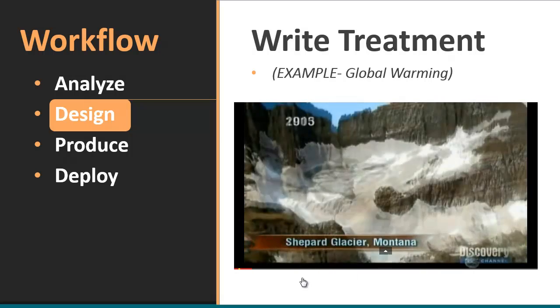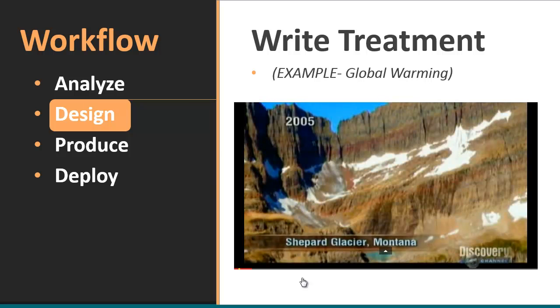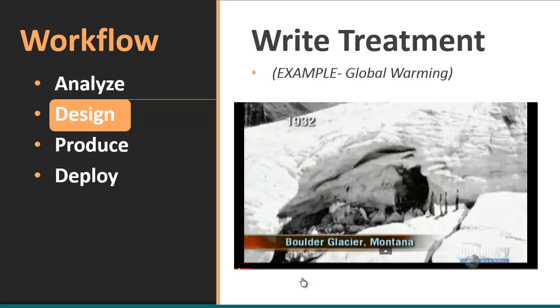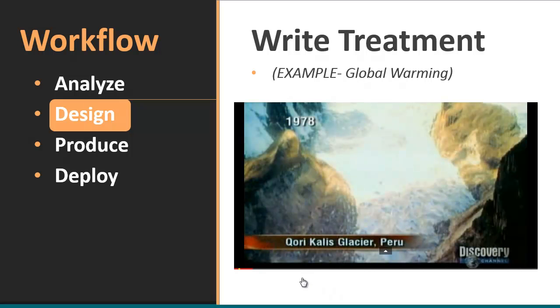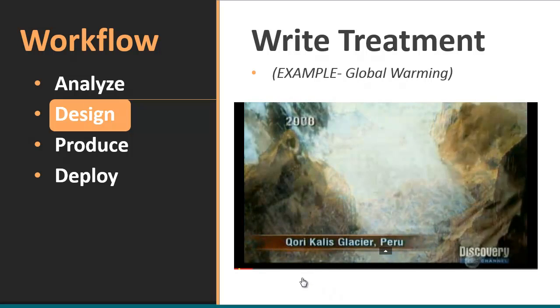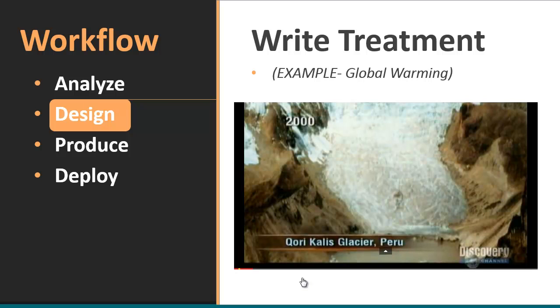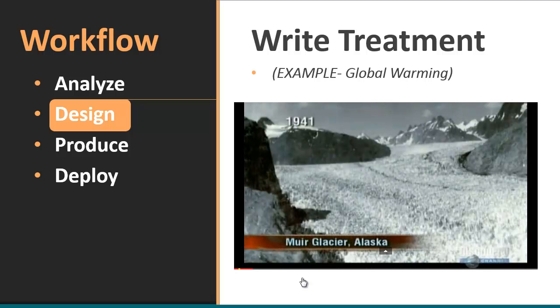Okay, here's the comparison sequence we talked about. Glaciers that took thousands of years to form are disintegrating in only decades. And it's happening from the Andes to Alaska.